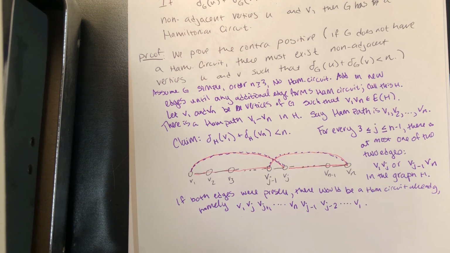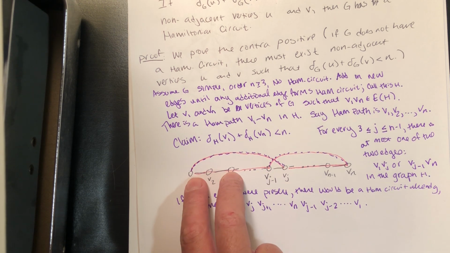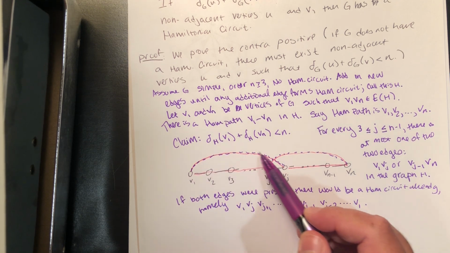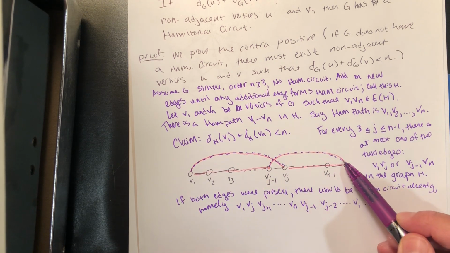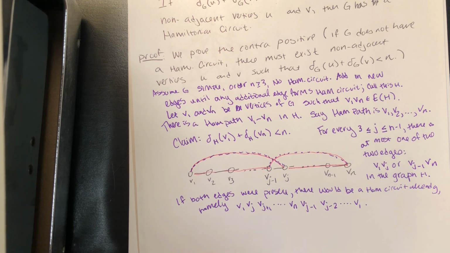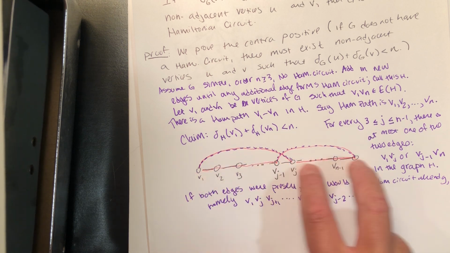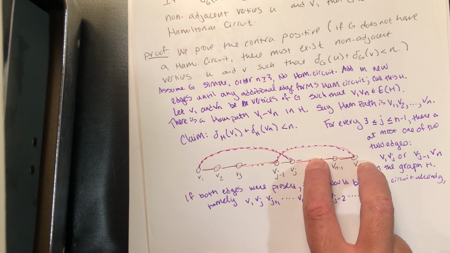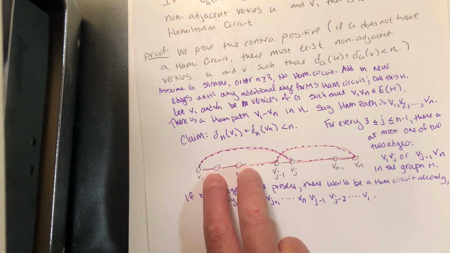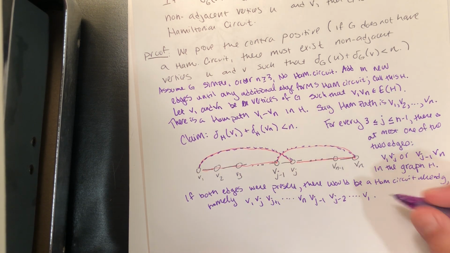Okay. And so this is a contradiction because we defined H to not have any Hamiltonian circuits, right? So this isn't possible. So we know that for every pair of vertices inside this path, you either get this edge here, or this edge here, or you get neither. You cannot have both. And so for every pair of vertices on the interior here, we have at most one edge connecting that pair to one of the endpoints.